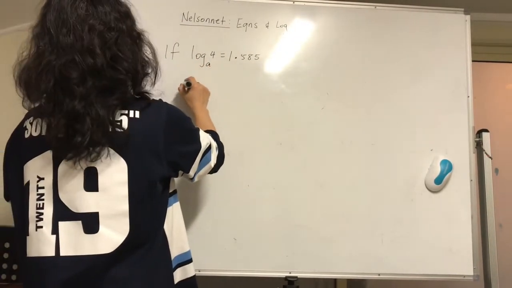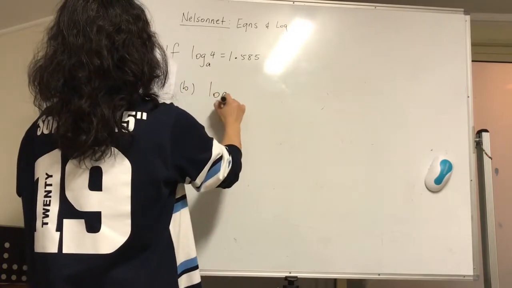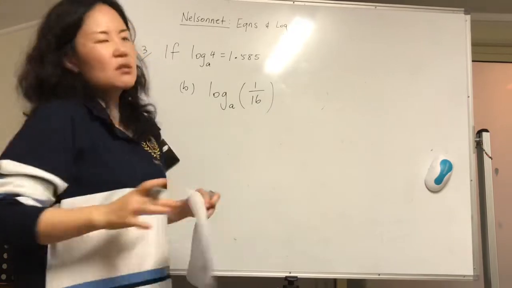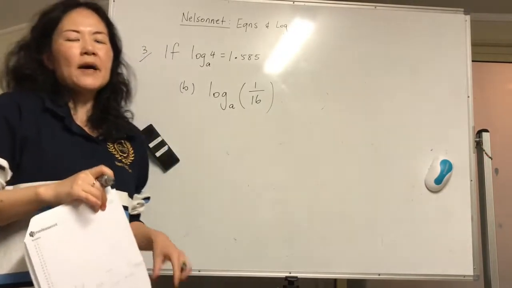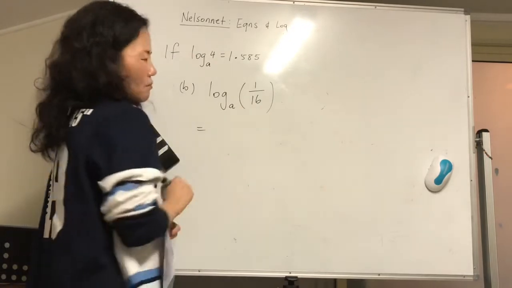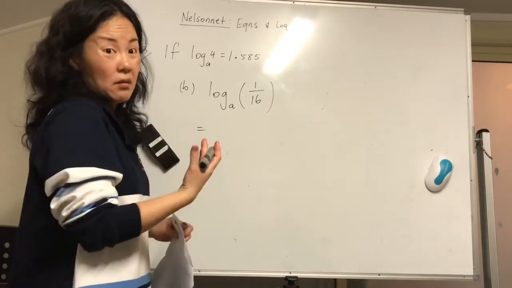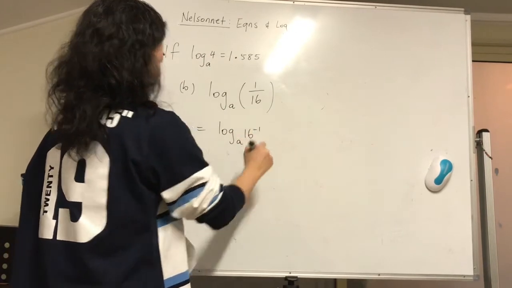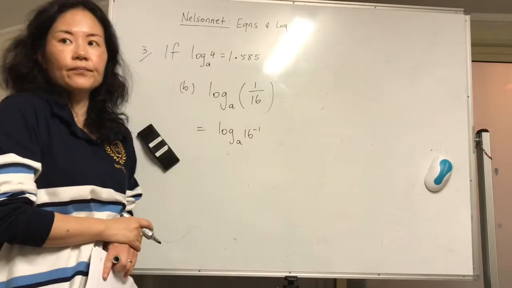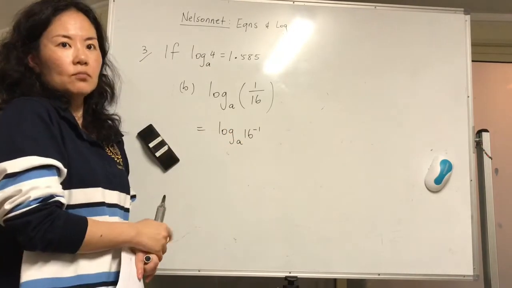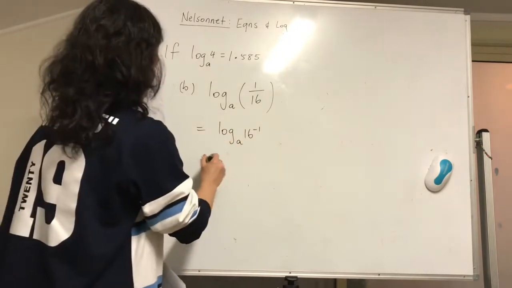Yeah. Okay, next one. Log base A of 1/16. Okay, when you see the fraction, what's the power become? Negative. So I'm going to change this one to a negative power. So I'm going to go log A of 16 to the negative 1. Can I write it like that? And then what am I going to do with this negative power? Move to the front. Excellent.